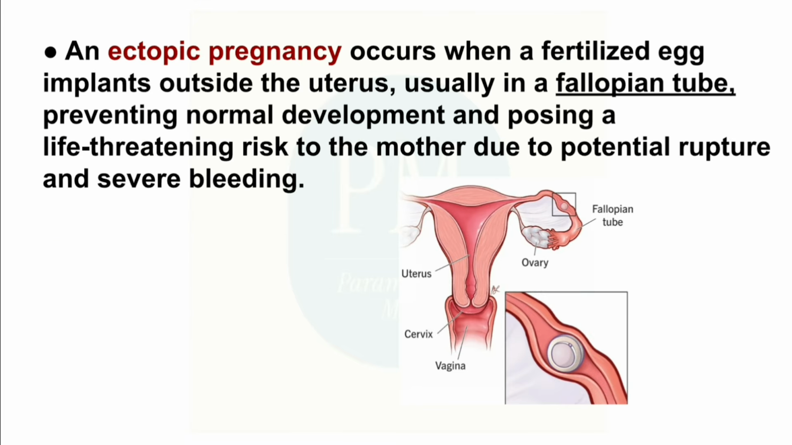An ectopic pregnancy occurs when a fertilized egg implants outside the uterus, usually in the fallopian tube, preventing normal development and posing a life-threatening risk to the mother due to potential rupture and severe bleeding.